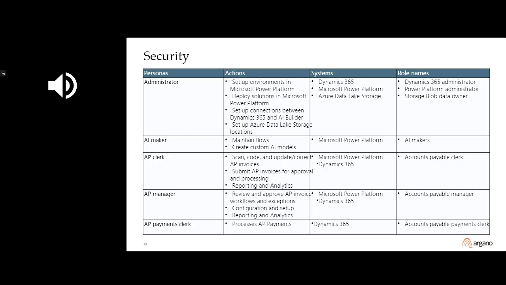Then you have your AP roles, right? These are very similar, if not the same, as your Dynamics 365 AP roles. You've got your AP clerk role. This is typically your invoicing role, so this is scanning, coding, updating, and correcting of the invoices. Then you've got your manager role, which is more for setup, reporting, as well as the reviewing and approval. And then lastly, you've got your payments clerk. This is your transactional role that actually goes into the AP payment journal and processes that. That's a core D365 capability. Yes, we're on slide 10 now.